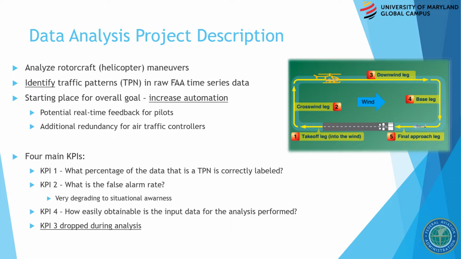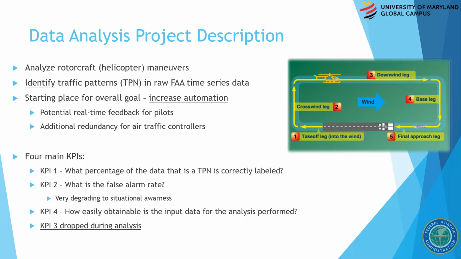There are 4 main KPIs for the project. KPI 1 is what percentage of the data that is a TPN is correctly labeled. Number 2 is what's the false alarm rate. It's important to note that when you're dealing with aviation, false alarms are actually somewhat more degrading than false positives. Or sorry, when you get a false alarm, it can basically degrade a pilot's situational awareness. So it's important that rate is low.